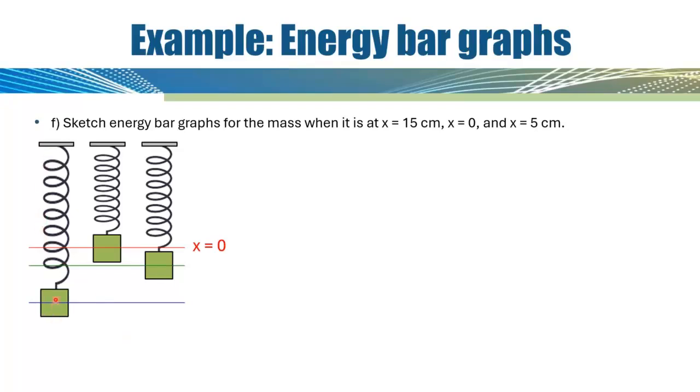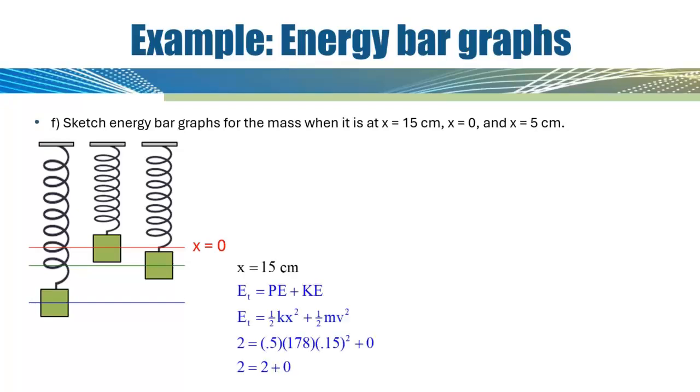Letter F says, sketch energy bar graphs for the mass when it is at x equals 15. So that's going to be at an endpoint. X equals 0 would be equilibrium, and x equals 5 centimeters is partway between equilibrium and the endpoint. Before we can talk about how to draw an energy bar graph, let's do a little organizing first. We know that when we are at an endpoint, all of the energy was potential and we had no kinetic energy.